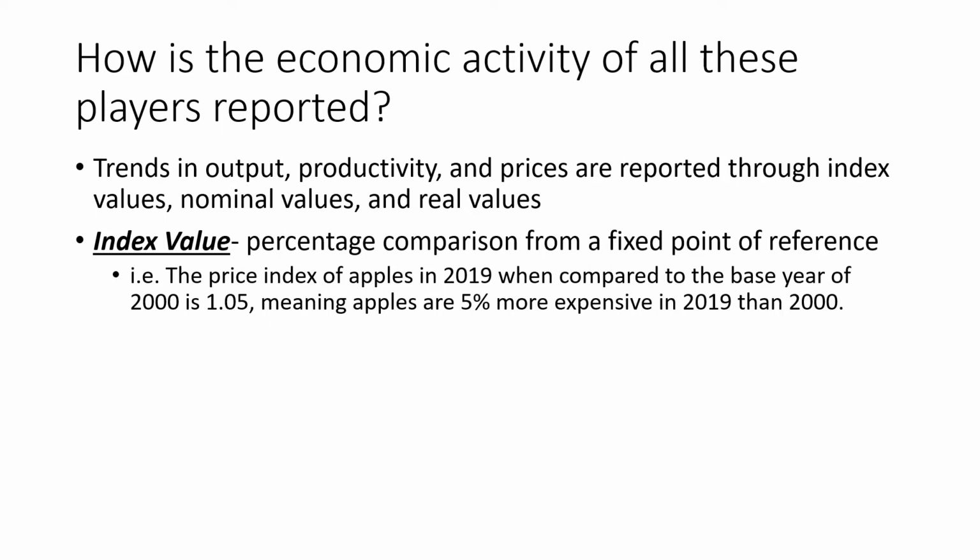For example, if we have a price index of apples in 2019, if we say the price index in 2019 was 1.05 when compared to a base year of 2000, that would mean that in 2019, the price of apples was 5% more than it was in 2000. So price indices and all index values are compared to a base year, a fixed point.